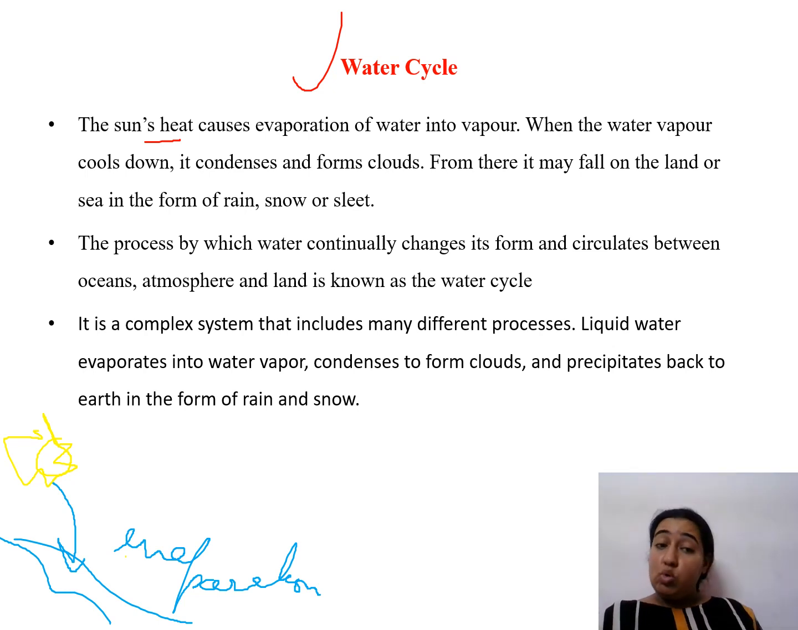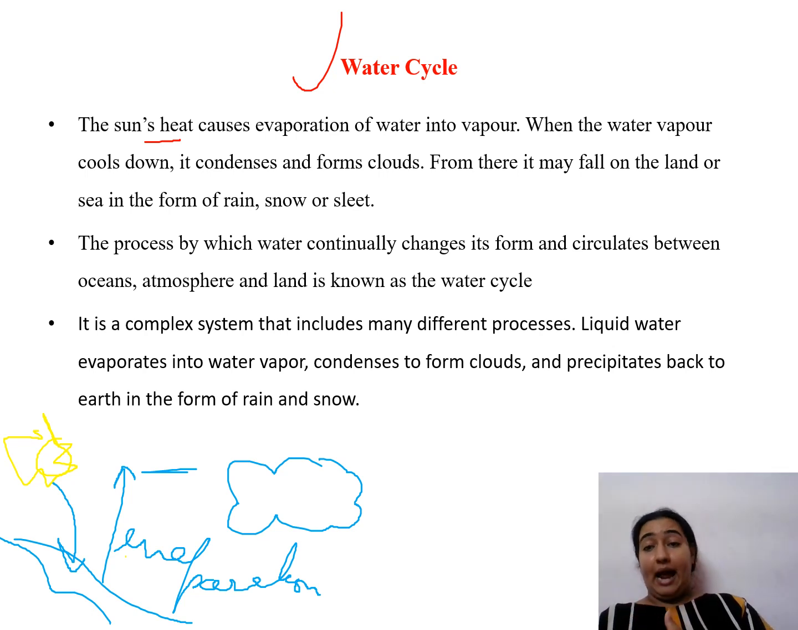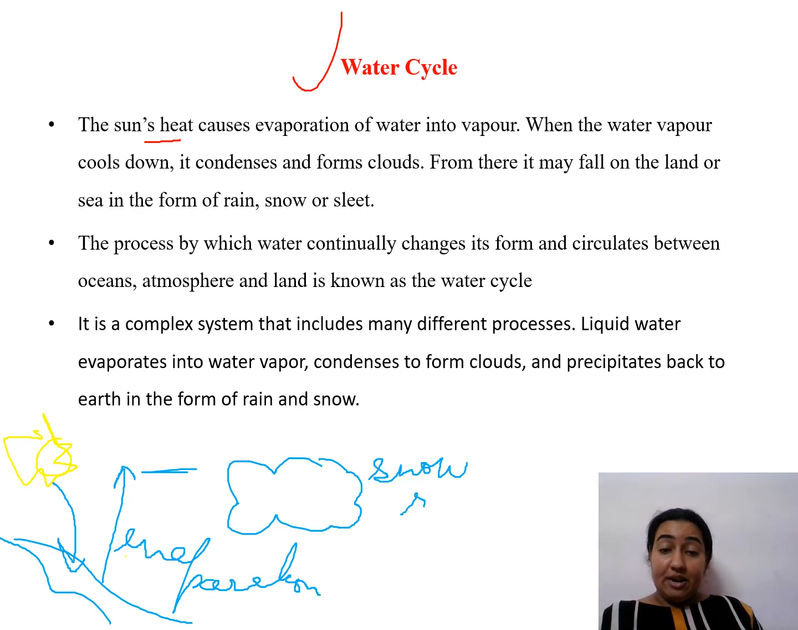When water vapor cools down, water vapor is going upwards and when it is cooling down, it forms clouds. It forms clouds and then it may fall on the land or it may not fall on the land, in the form of snow. It can also be snow, and in colder areas it can also be rain. Okay? So this is what the water cycle is all about.